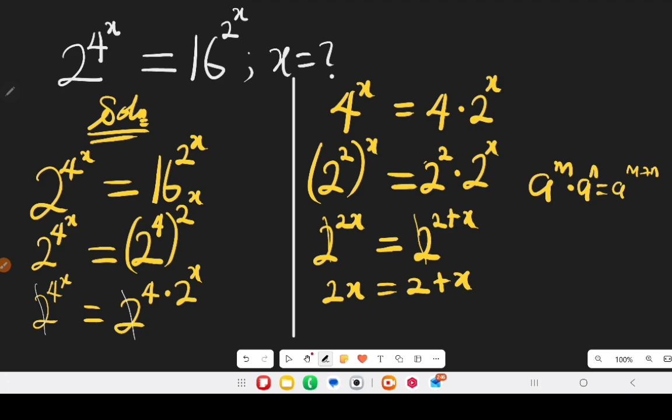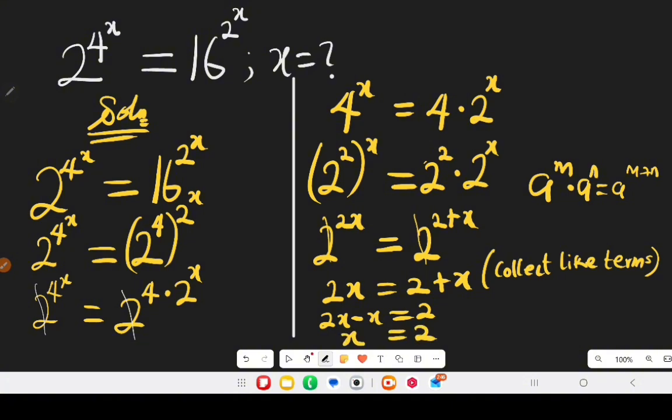At this point, we collect the like terms. When we collect like terms, x will go to one side, then we are going to have 2x minus x. When plus x crosses sign of equality, it changes to minus x equal to 2. 2x minus x, we have x equal to 2 as the final answer.